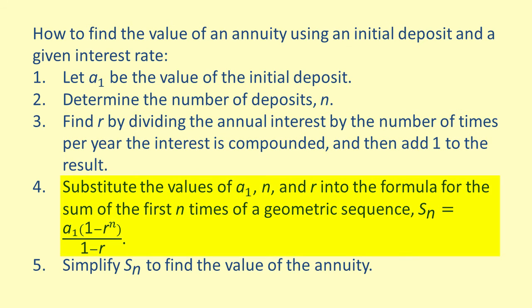Finally, we substitute the resulting values into the equation for the sum of the first n terms of a geometric sequence and simplify the result. This simplified value is the value of the annuity after n deposits.